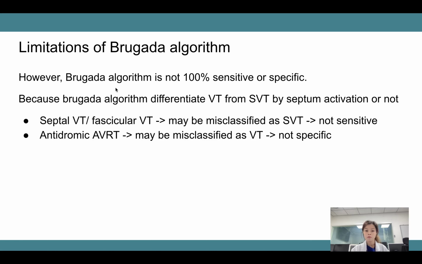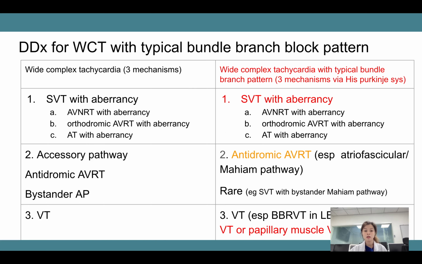As the concept of the Brugada algorithm is to differentiate VT from SVT by whether the ventricle is activated via the septum or not, that means if the patient has a septal VT or fascicular VT, it can be misclassified as SVT. In other words, if the patient has an antidromic AVRT with the ventricle activated via the myocardium, it can also be misclassified as VT. So we need to have a comprehensive differential diagnosis in our mind.